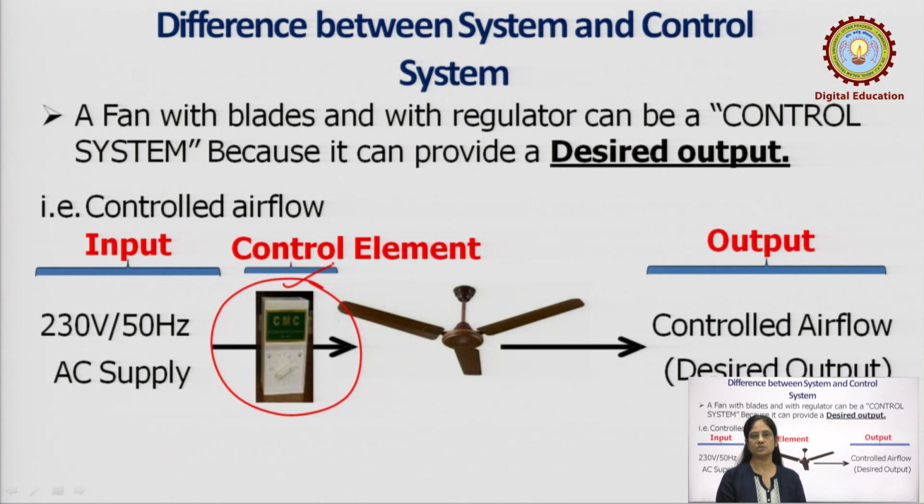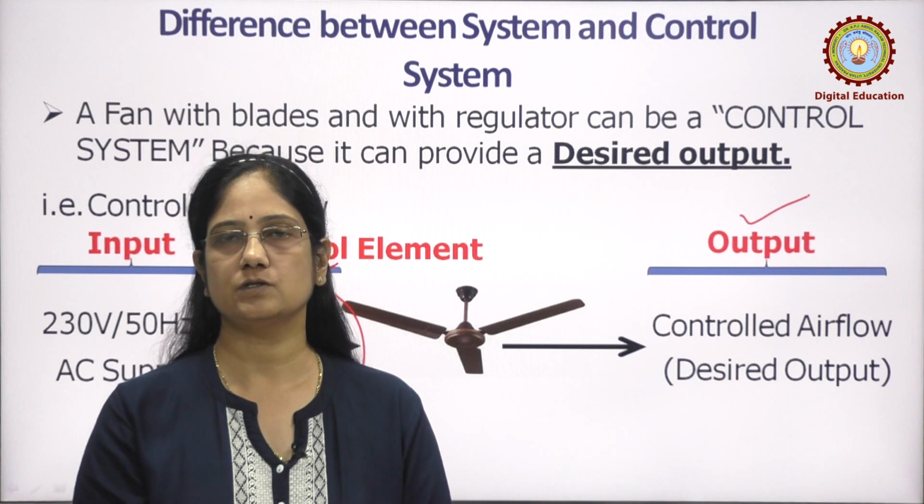So, such systems in which the output could be controlled are termed as control systems. That is, the output airflow is controlled with the help of the regulator, so that the speed is increased or decreased, that is, the current flowing in the windings of the motor is controlled through the regulator. So, that affects the output. Thus, we can say that the output is controlled with the help of the regulator in case of a fan, and this is in general termed as a control system.